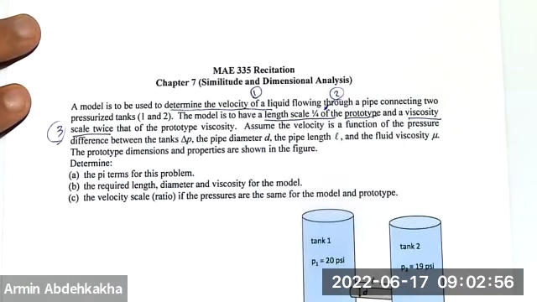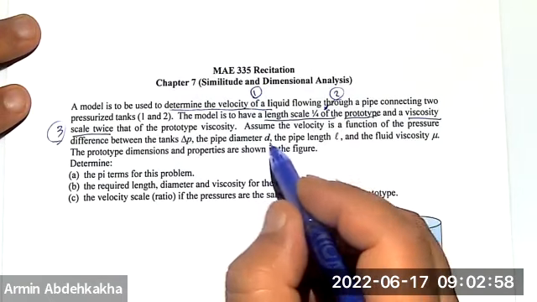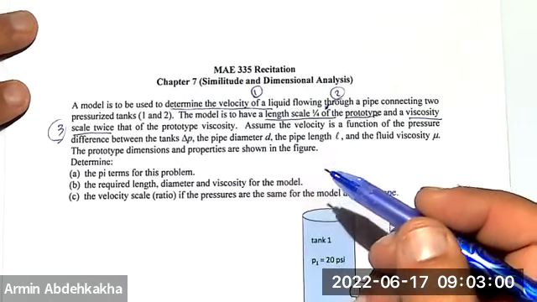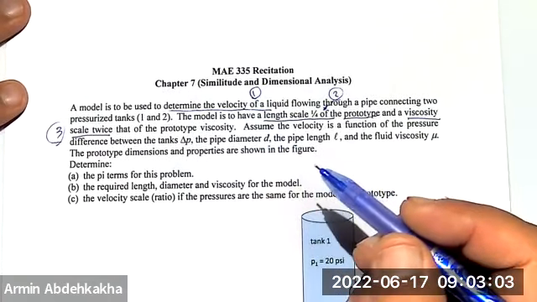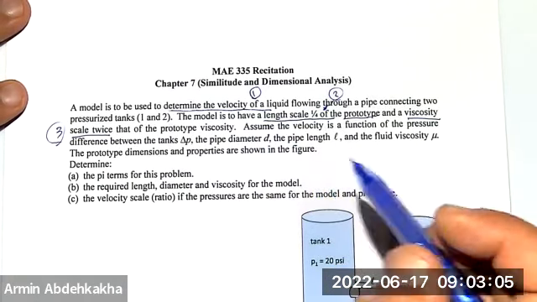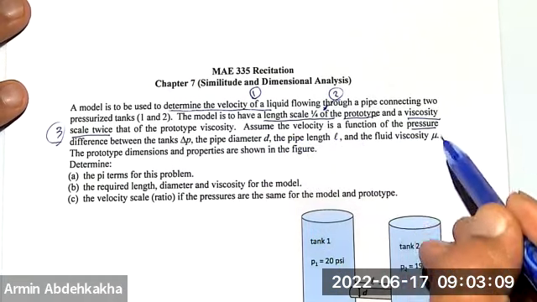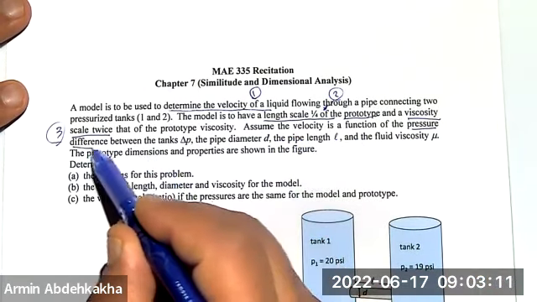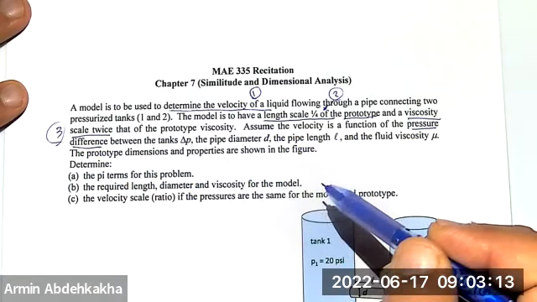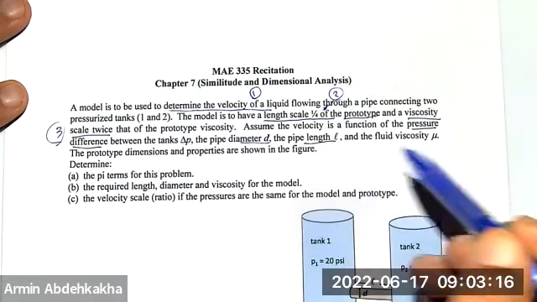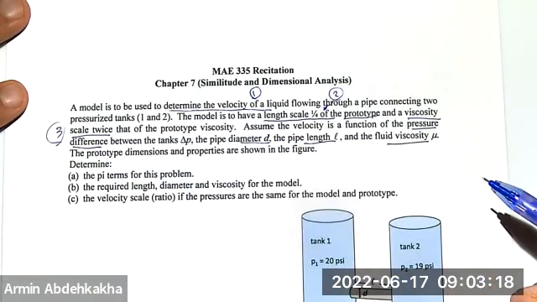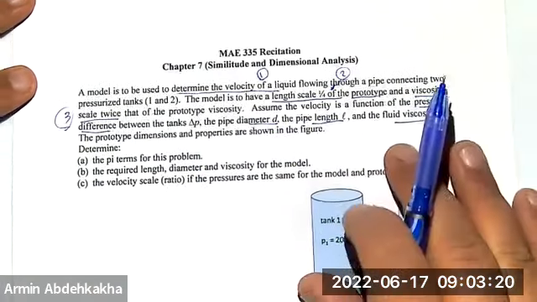Right, as you assume the velocity is a function. As I mentioned before, most of the time the question gives you the list of variables, right? So here it is also given. Assume the velocity is a function of the pressure difference between the tanks, the pipe diameter, the pipe length, and viscosity. Okay, so these are also given.